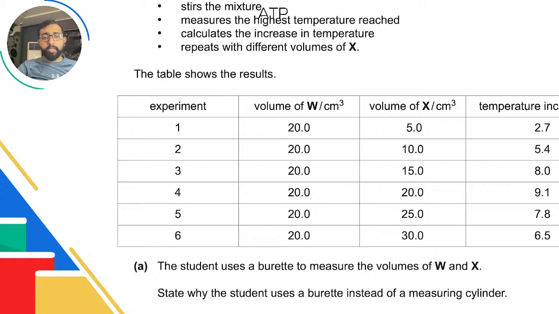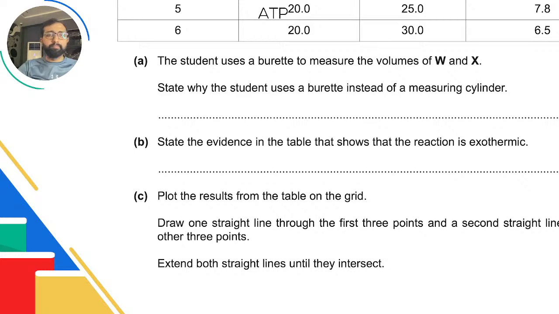The student uses a burette to measure the volume of W and X. State why the student uses a burette instead of measuring cylinder. Now we know that burette is really, really more precise than pipette, than measuring cylinder. Jitna narrow hoga na koi bhi instrument, utna zyada wo precise hoga. Accuracy ki baat nahi ho rahi hai, precision ki baat ho rahi hai, like the detail to which we get the answer. So burette is certainly much more precise than measuring cylinder.